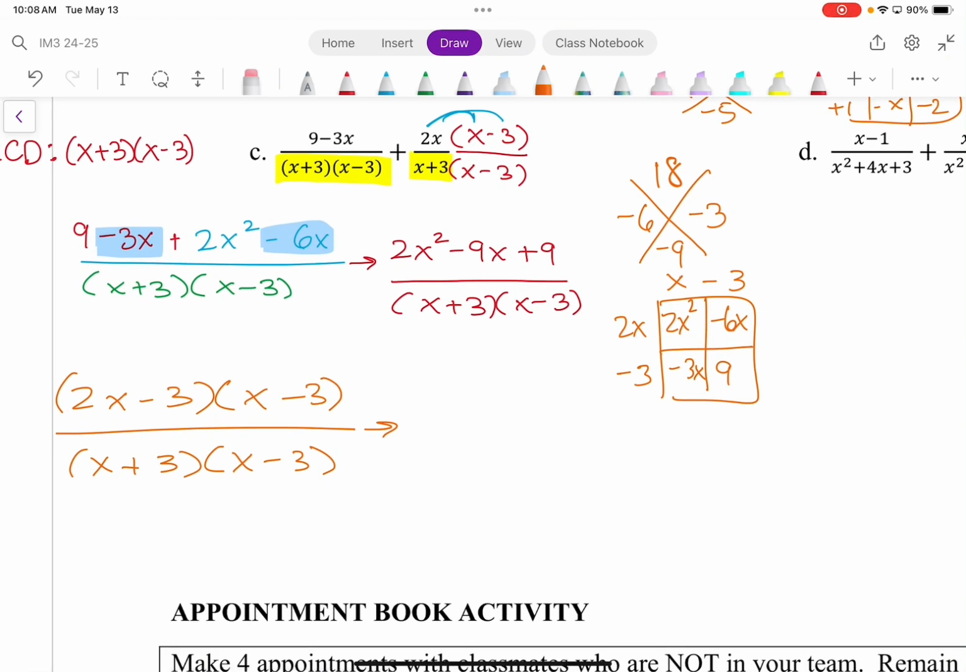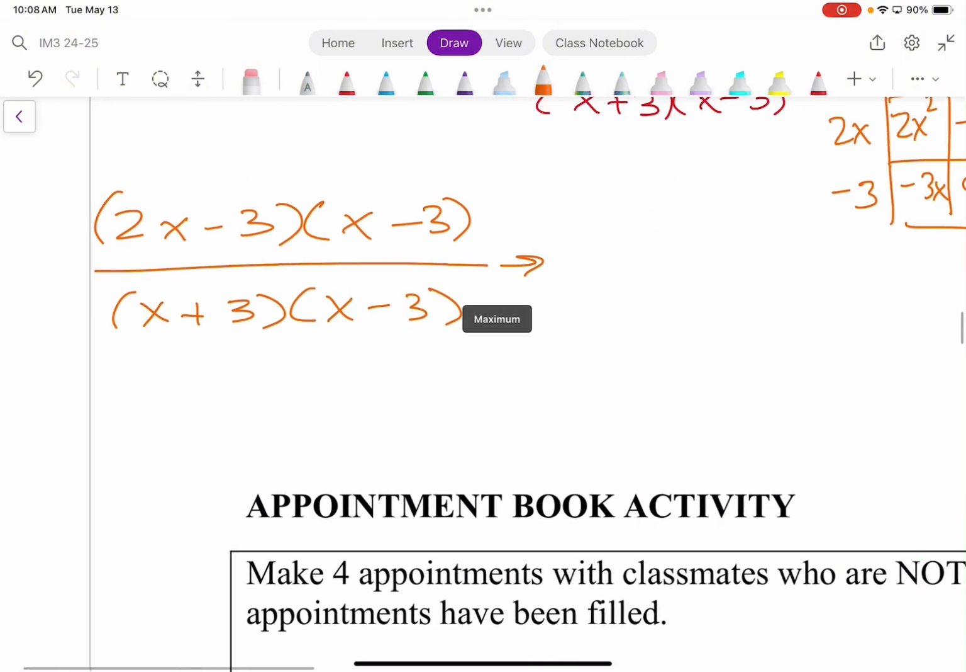Am I going too fast, you guys? No, kind of. Let's zoom in.